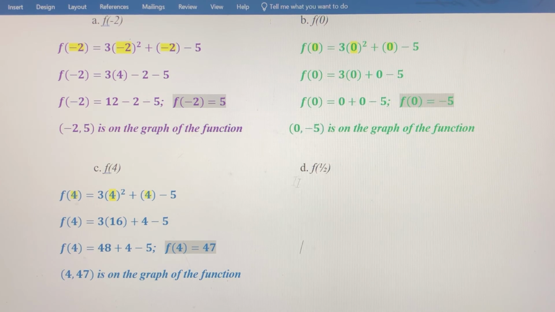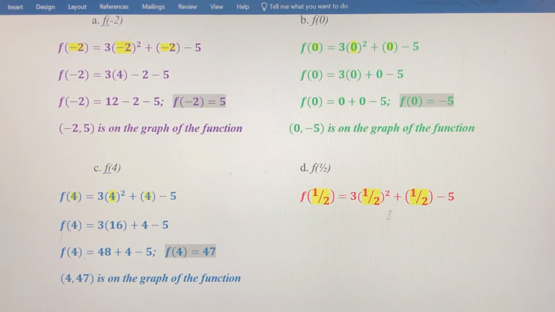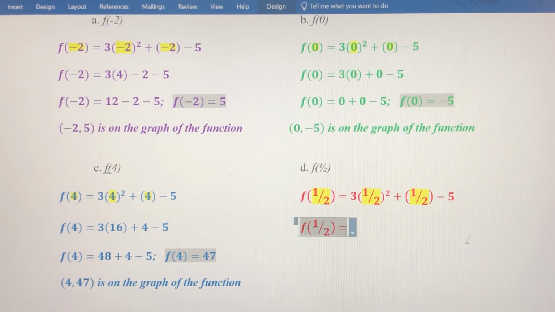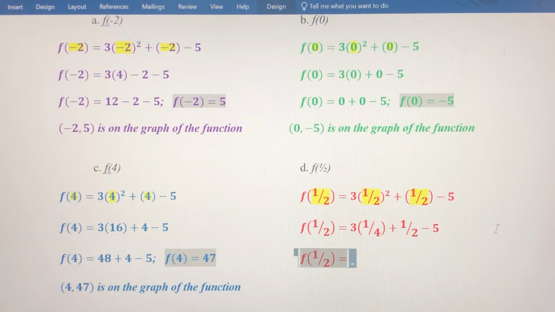All right, last one. Let's plug in 1/2 everywhere we see an x. A little bit tougher here because we've got fractions to deal with, but that's okay. So f of 1/2 is going to equal, we're going to square the 1/2. That gives us 1/4. I'm going to get rid of parentheses here. Next, I'm going to get common denominators for everything. So 3 times 1/4 is 3/4. 1/2 I'm going to convert to 2/4. And -5 I'm going to convert to -20 over 4.